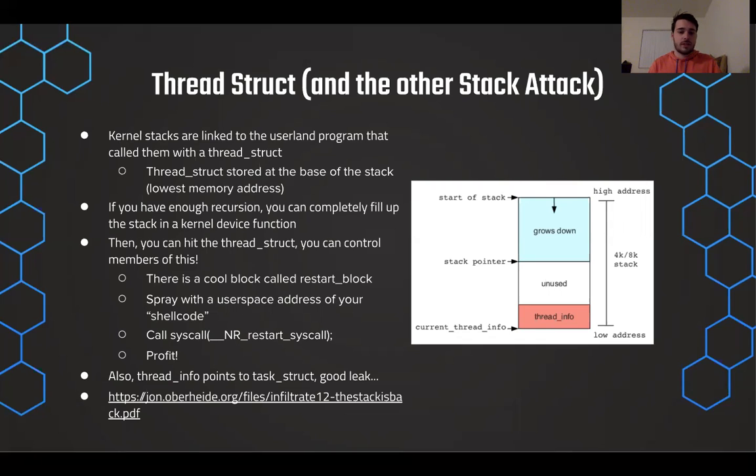However, like any sort of thing that's on the stack, if you do enough recursion, you can slowly fill up the stack. You can keep subtracting the stack pointer over and over and over again until you overlap with this thread info. There's no reason that it'll try to block you. It doesn't check. So you might want to just recursively call a function until you hit this thread info.